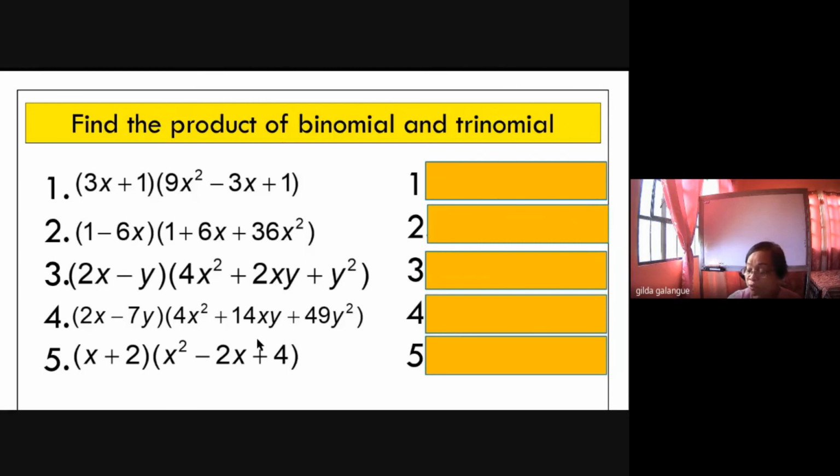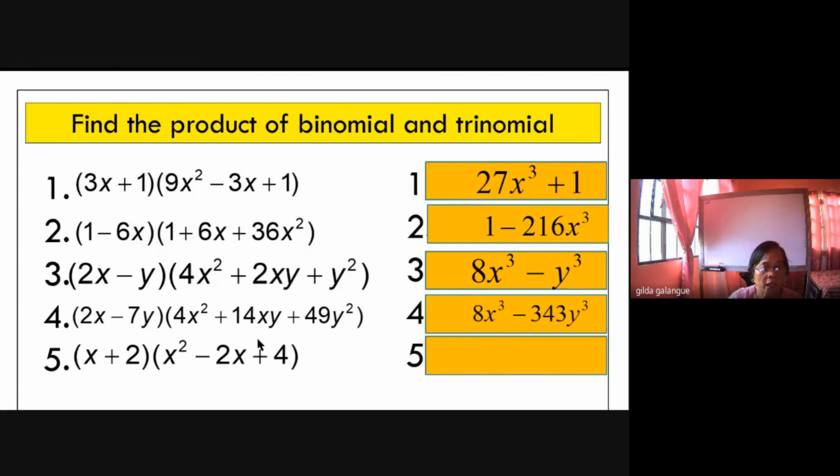All right, we have the first number. The answer is 27x cubed plus 1. We are in the second number. 1 minus 216x cubed. We are in the third. 8x cubed minus y cubed. We are in the fourth. 8x cubed minus 343y cubed. And we are in the last, x cubed plus 8.